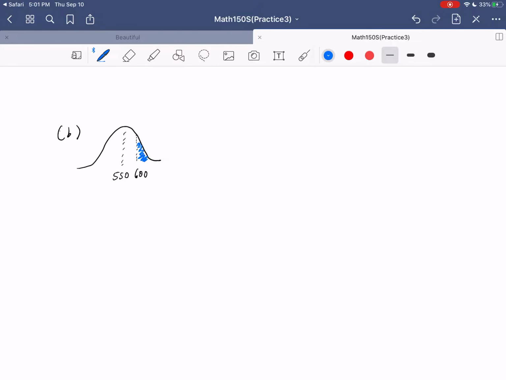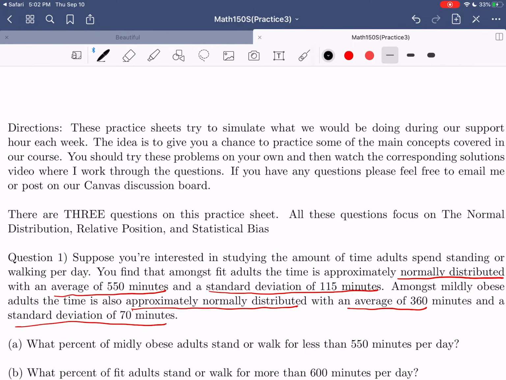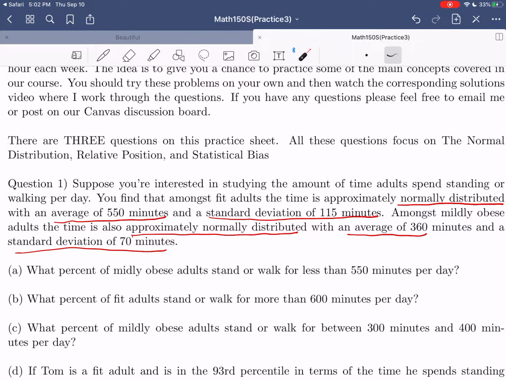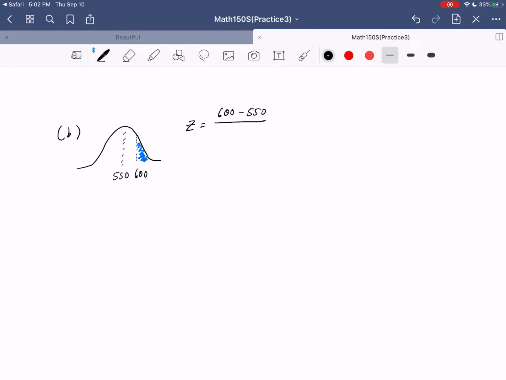All right, we can go ahead and get our z-score as normal. Our observation is 600 minus 550, which is the mean, and then we need to divide by the standard deviation. Since we are working with the fit adult population here, we want to use the standard deviation of 115. So we'll divide by 115 there. That's going to be 50 over 115. We can go ahead and do that. 50 divided by 115 should give us a z-score of approximately 0.43.